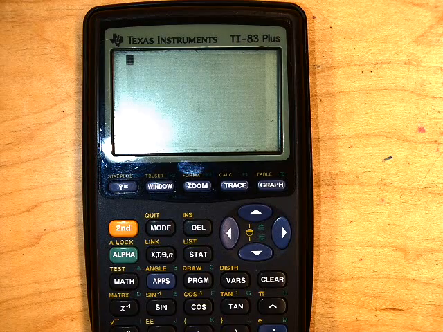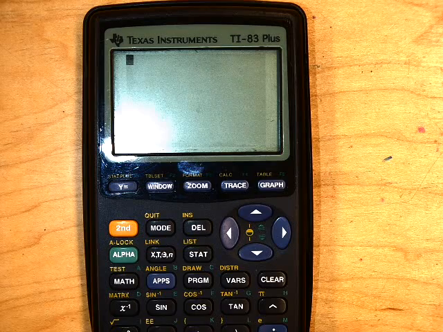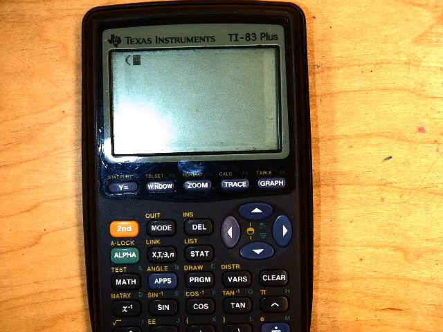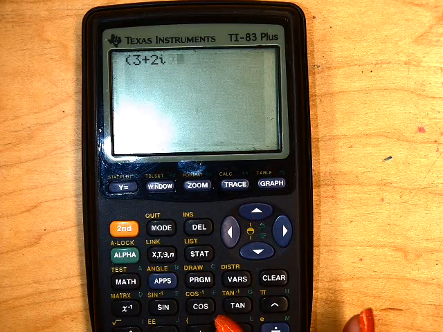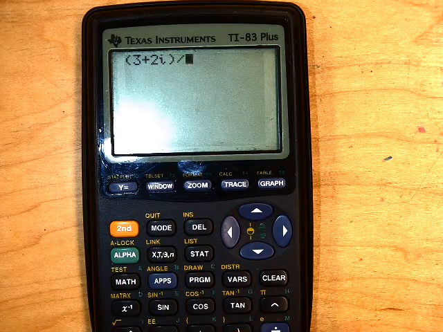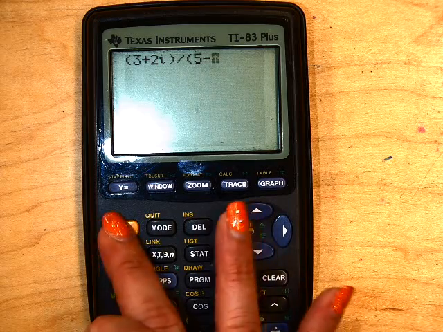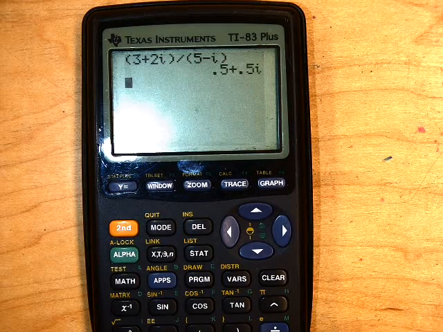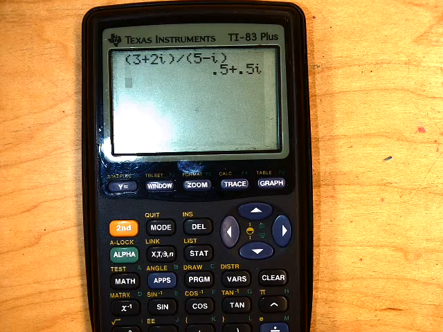Alright, I'm going to clear that, and then I'm going to look at example 6 part A. So again, you want to put your numerator in parentheses and your denominator in parentheses. That is very important for you to get the correct answer. So in example 6 part A, we have parentheses 3 plus 2i, close your parentheses, divided by, open your parentheses, 5 minus i. Hit enter, and you'll notice that we get 0.5 plus 0.5i.